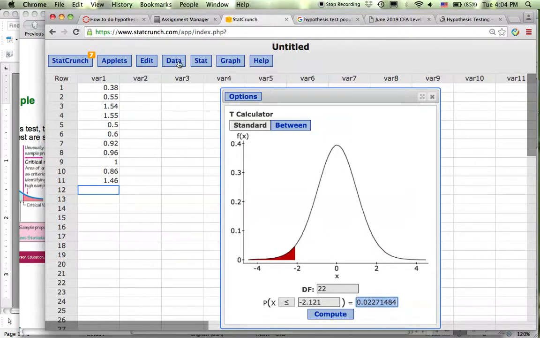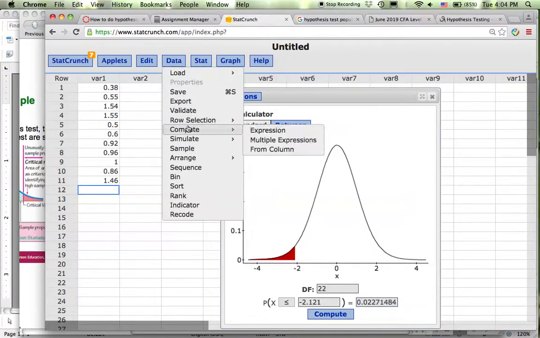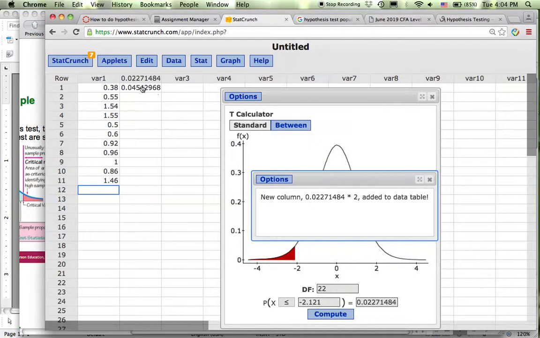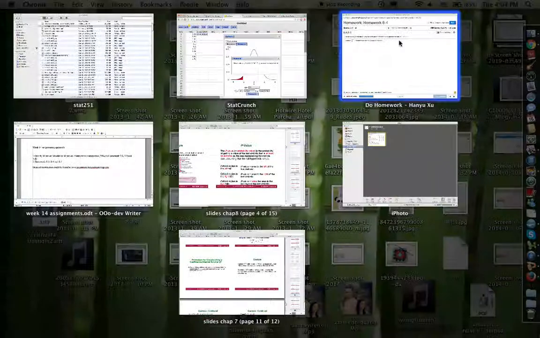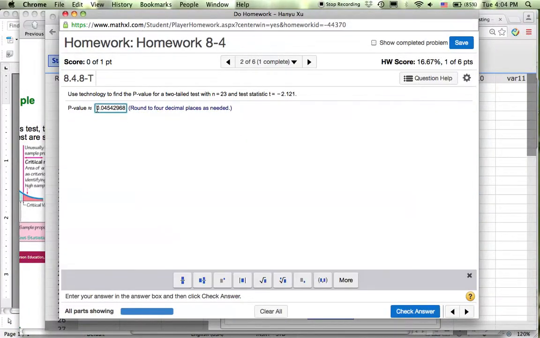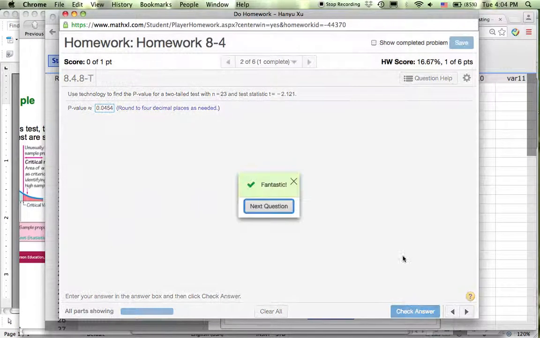So if you copy this number, go to Data, Compute, Expression, and paste it, times 2. This should be your answer. This times 2 is exactly this number. If you copy that and paste it here, round to 4 decimal places, that will be 0.0454.